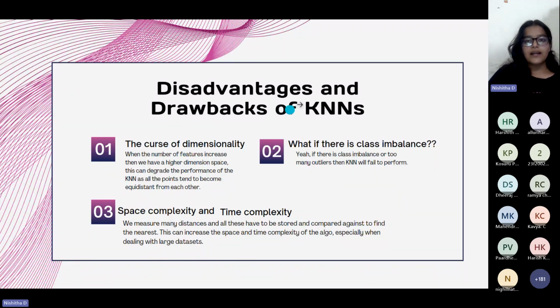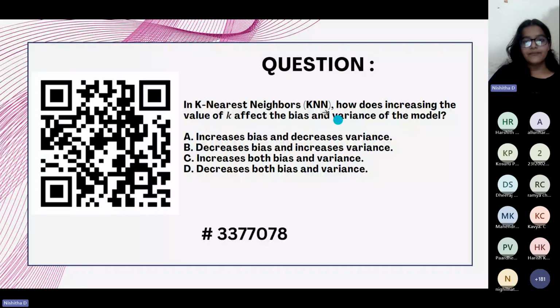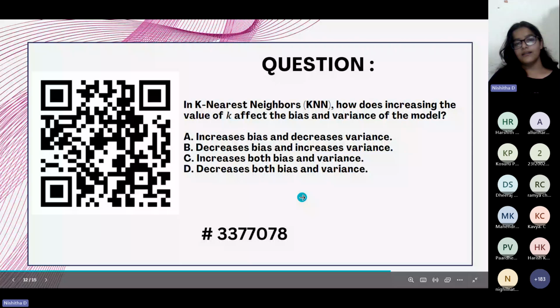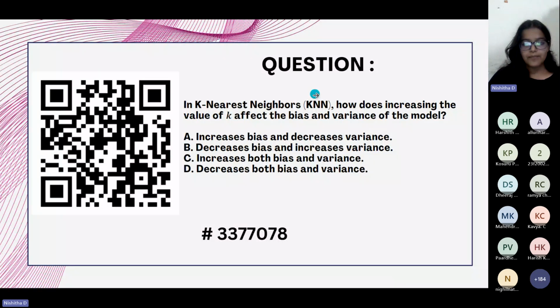With this, we're done, but we have the code implementation left. Before that, I want you to answer this question on Slido. It's a very simple question. What happens when we increase the value of k, basically taking higher values of k? Do scan this QR code or just type in this code in Slido and answer this question.